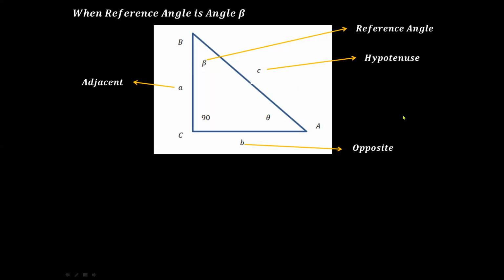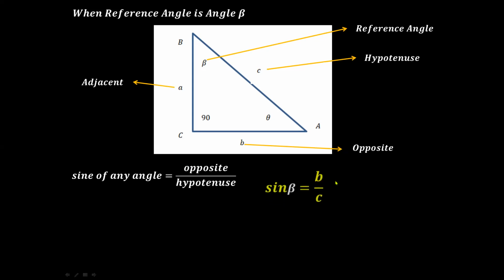At dahil may function na ang bawat side ng ating given right triangle, pwede na nating i-define ngayon ang 6 trigonometric functions ng ating right triangle. The sine of any angle is opposite over hypotenuse. And lagi yan, constant yan. Dahil ang kailangan nating hanapin ay ang sine beta, ang value ng sine beta is opposite over hypotenuse, B over C. Sine beta is B over C. At ang reciprocal ng sine beta sa trigonometric identities is cosecant beta. So ano nga ba ang cosecant beta? C over B, just the inverse of B over C.